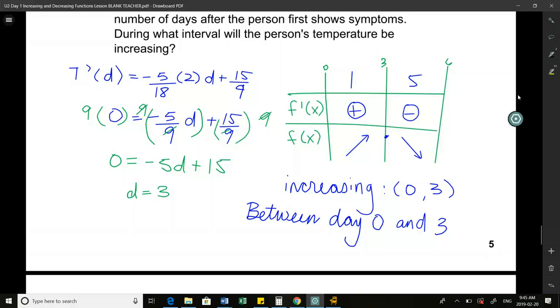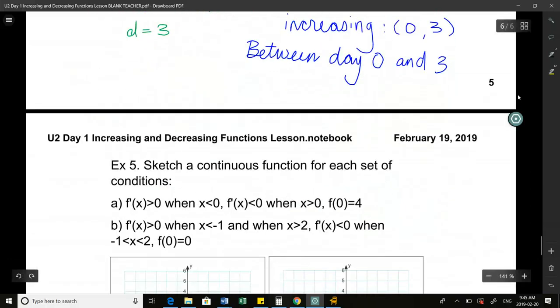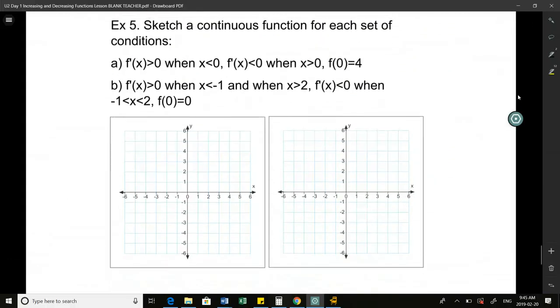Into the factored form? You should be able to plug it into the factored form or your original form and get the same answer. It doesn't really matter. Yeah. Okay, last one, should not take us very long.